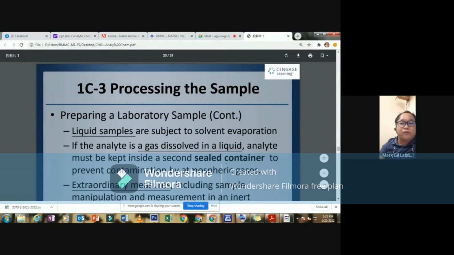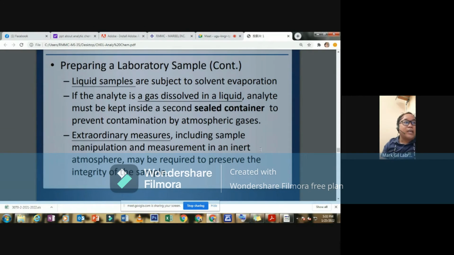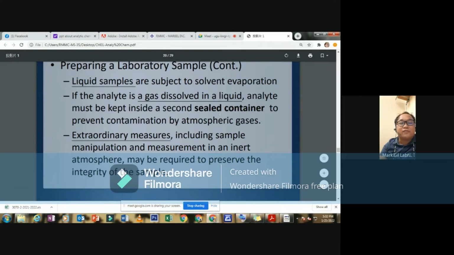Okay, another one, for solid samples naman, these are subject to solvent evaporation. So kailangan maka-intact din ang mga sample. Kasi kung open container siya, pwede siyang ma-contaminate, and aside from that, mag-evaporate. So if the analyte is a gas dissolved in a liquid, the analyte must be kept inside a second sealed container to prevent contamination by atmospheric gases.